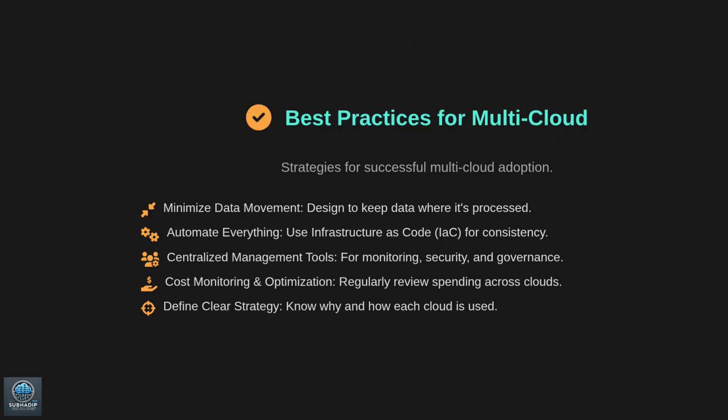To successfully navigate multi-cloud, several best practices are key. First, minimize data movement between clouds to reduce egress costs. Second, automate everything using infrastructure as code for consistent deployments. Third, implement centralized management tools for monitoring, security, and governance across all platforms. Fourth, diligently monitor and optimize costs regularly. Finally, define a clear strategy outlining why and how each cloud is used, ensuring alignment with business goals.